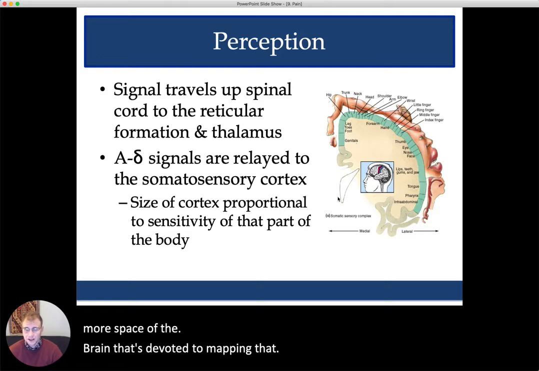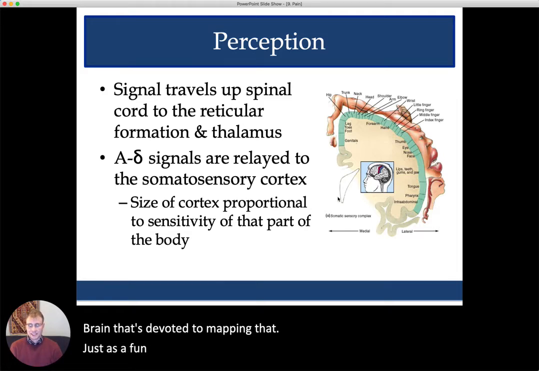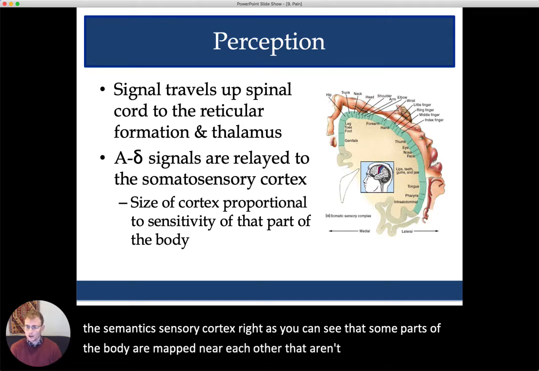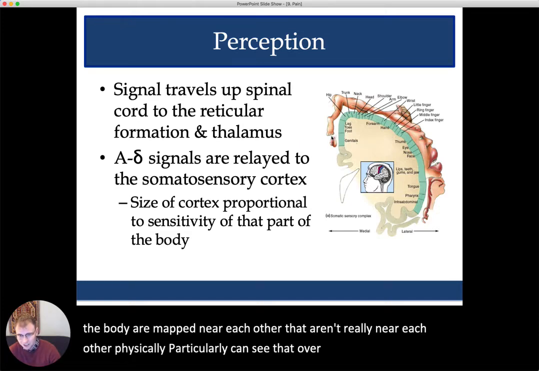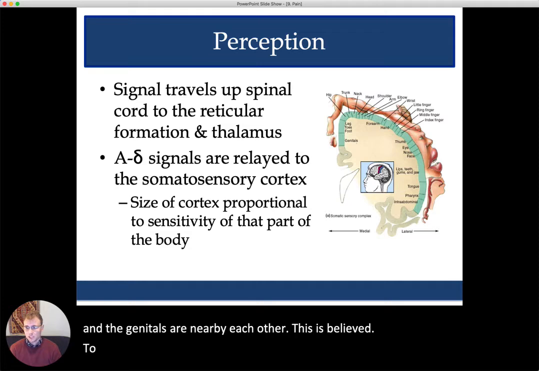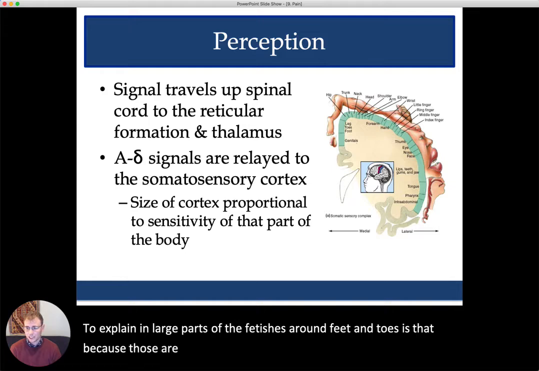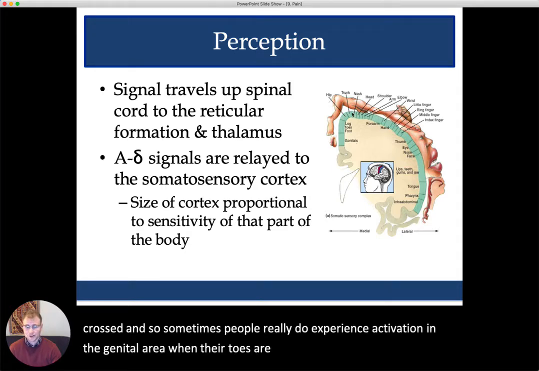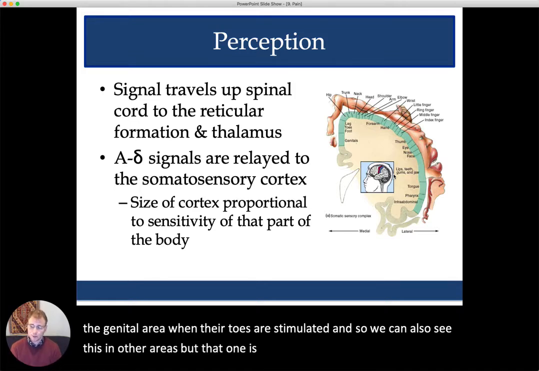Just as a fun fact and an aside, one of the interesting things about the somatosensory cortex is you can see that some parts of the body are mapped near each other that aren't really near each other physically. Particularly, you can see over here we've got the toes and the genitals nearby each other. This is believed to explain, in large part, some of the fetishes around feet and toes, in that because those are closely mapped, some of those signals can get crossed, and so sometimes people really do experience activation in the genital area when their toes are stimulated. We can also see this in other areas, but that one is a particularly memorable example of the mapping of the brain and how that works.